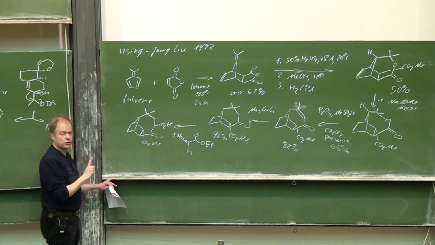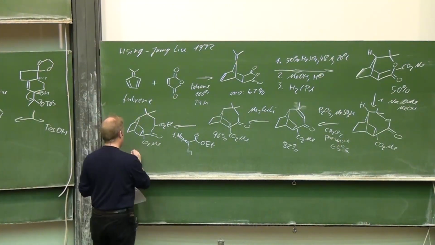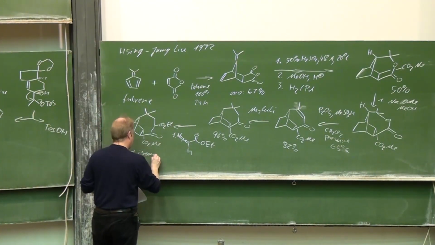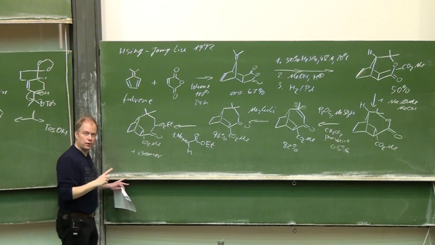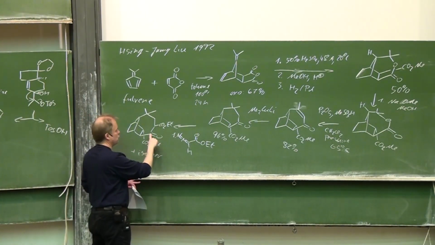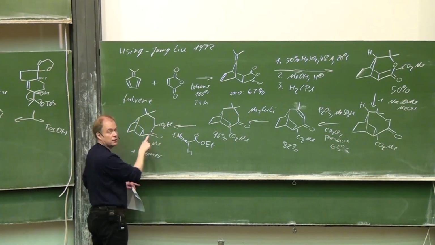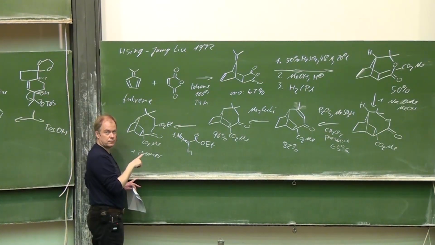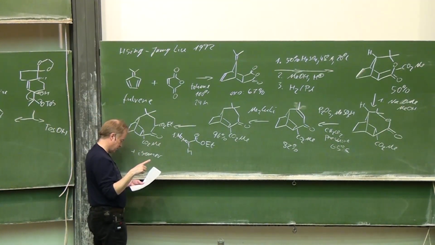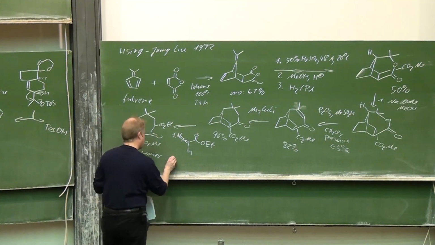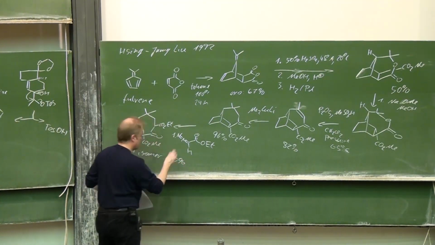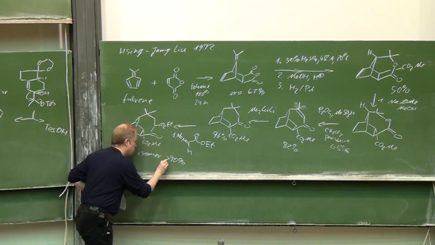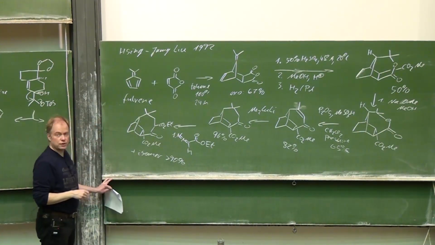You get a mixture of this plus the isomer, where you have to change the position of that ester and the carbonyl group. Well, this is a good result. You get that with above 90% yield.